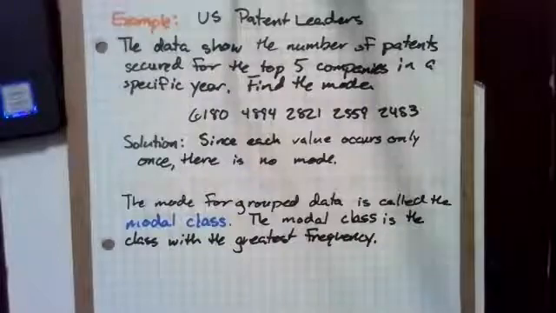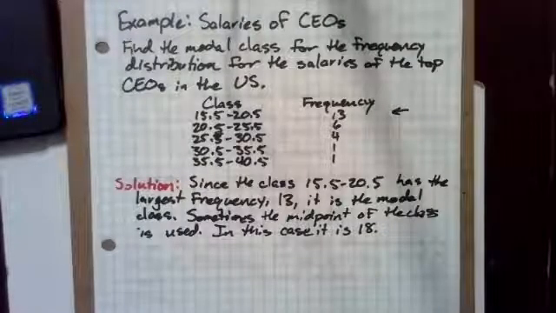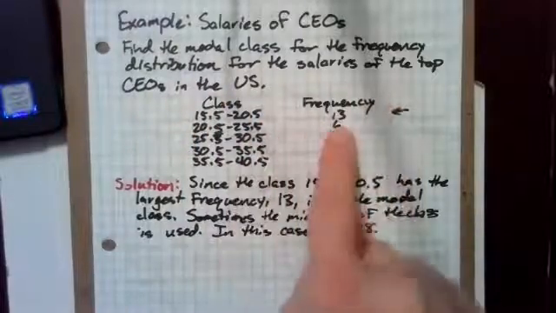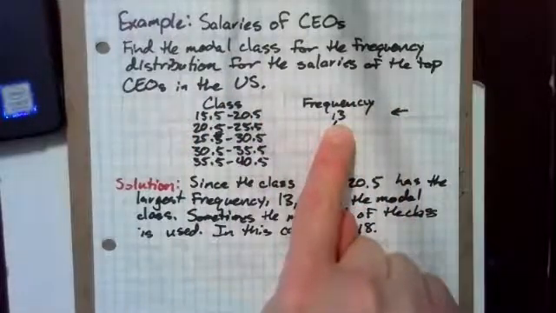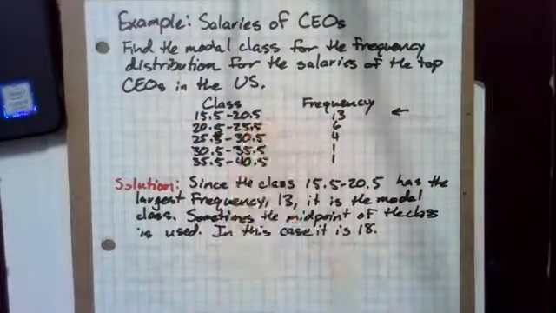The mode for grouped data is called the modal class. The modal class is the class with the greatest frequency. So here we go back to the salaries of CEOs that we looked at, I believe it was in our look at the mean. We want to find the modal class for the frequency distribution for the salaries of the top CEOs in the US. Well, it's pretty clear that our mode is going to be right here. The number is 13, and so the class is from 15.5 to 20.5.